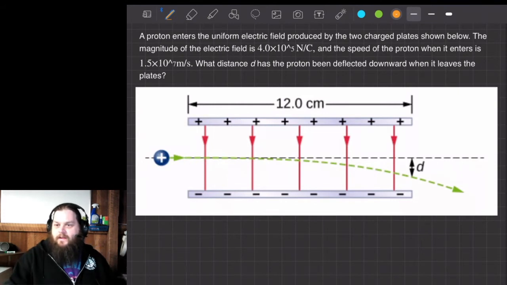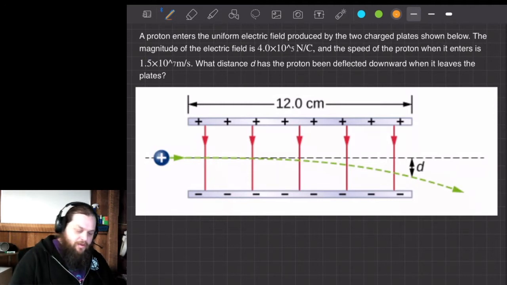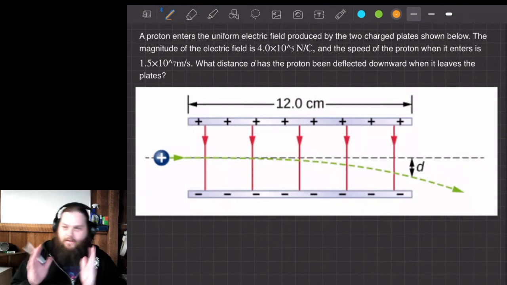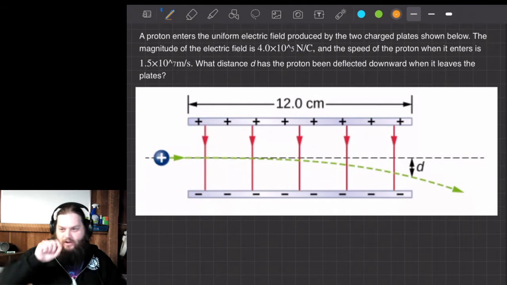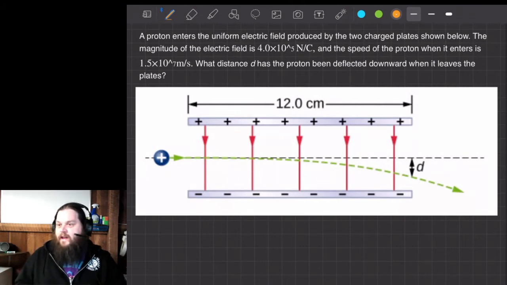So in this diagram down here, we have two parallel plates that are uniformly charged, and they have a uniform electric field going downwards between them. The length of those plates is about 12 centimeters each. And we'll see that when a charged particle flies through there, the Coulomb forces are going to act on it, and it's going to push it downwards in this case, right? The negative side attracting the charged particle, and the positive side repelling it because it's a positively charged particle.